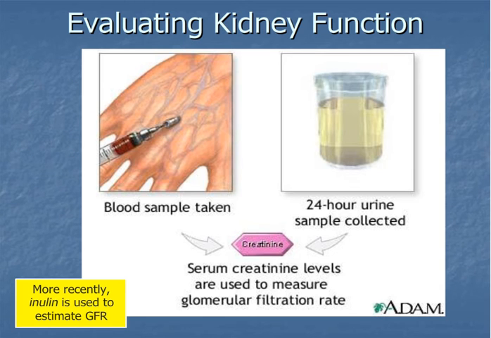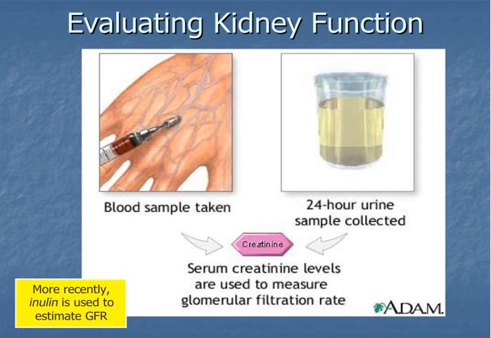So now we're going to talk about some tests used to evaluate kidney function. We said one of the things that we commonly evaluate with kidney patients is their glomerular filtration rate, or GFR. And the way in which we do that is we look at substances that are passed on in the urine and also look at their concentration in the blood.